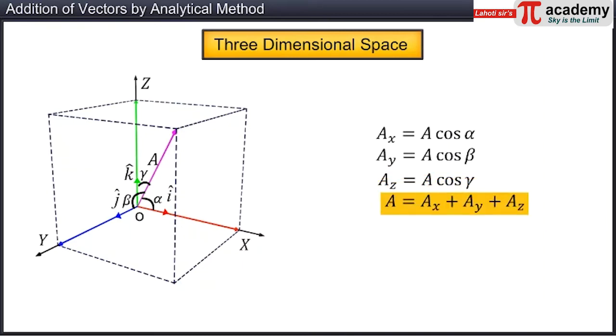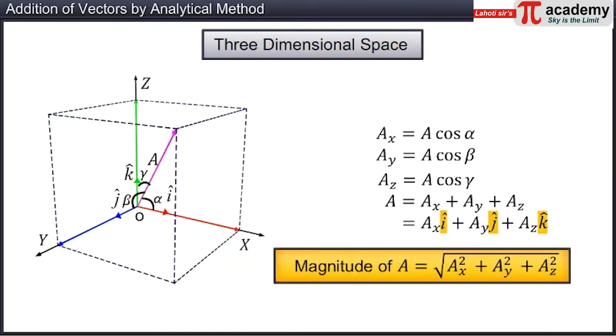Here, A is equal to AX plus AY plus AZ, which can be written as AXi plus AYj plus AZk. Here, AX, AY, and AZ are scalars, and i, j, and k are unit vectors. The magnitude of A can be written as the square root of AX square plus AY square plus AZ square.